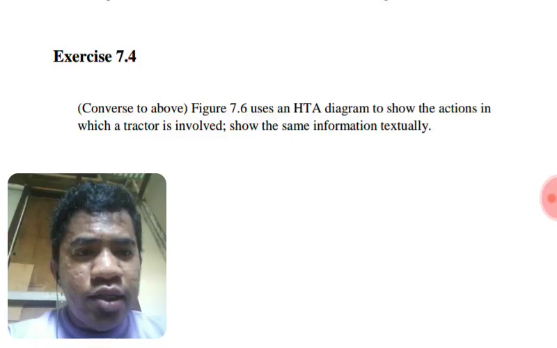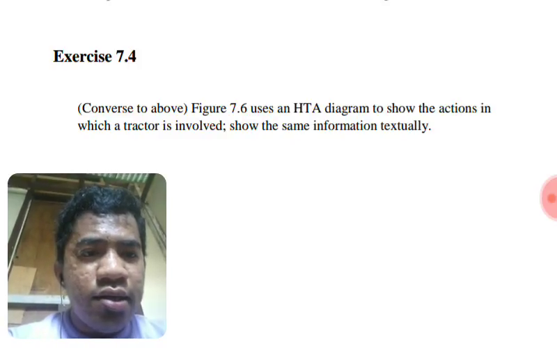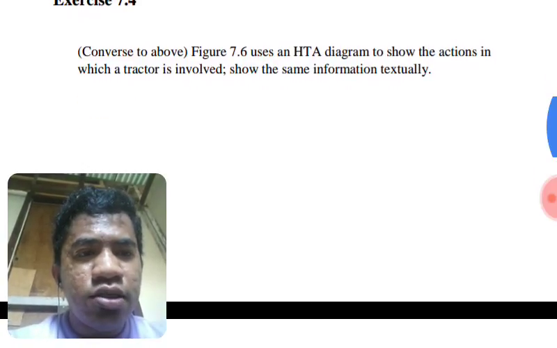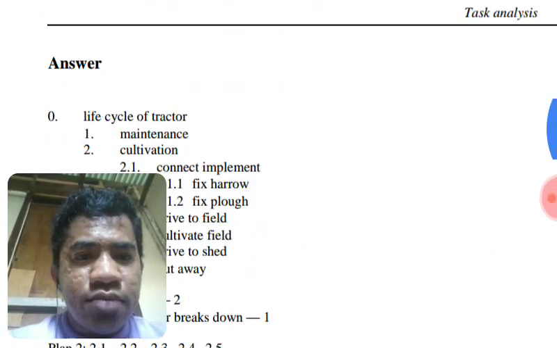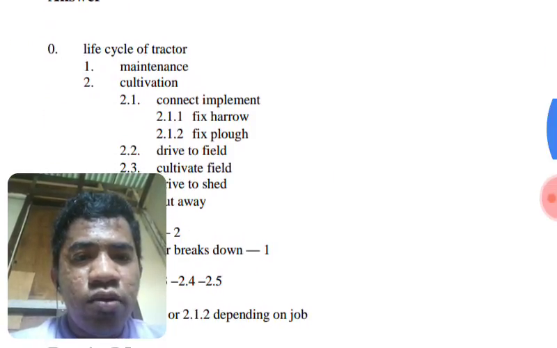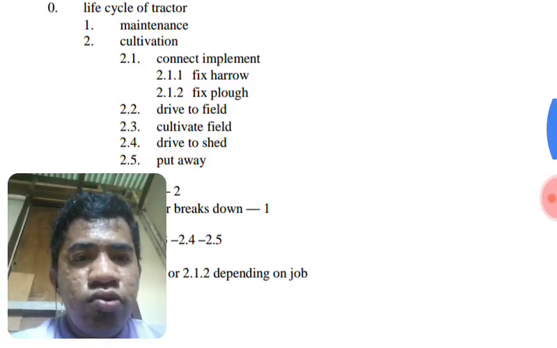Exercise 7.4. Figure 7.6 uses an HTA diagram to show the actions in which the tractor is involved. Show the same information textually. Answer. 0. Life cycle of tractor. 1. Maintenance. 2.